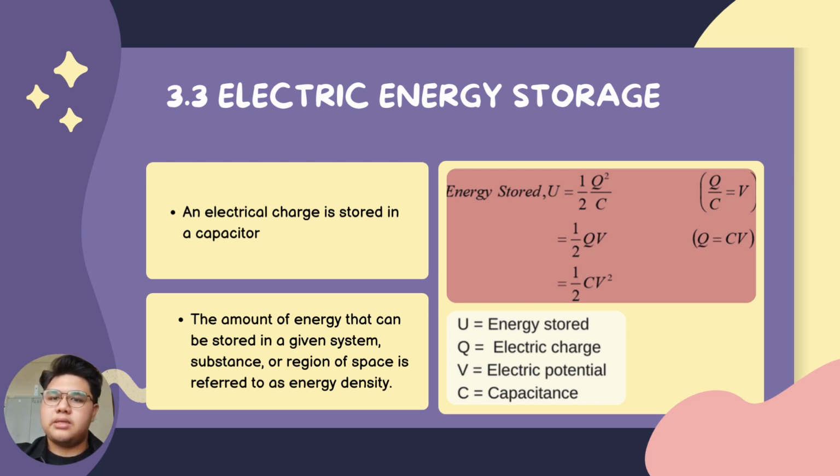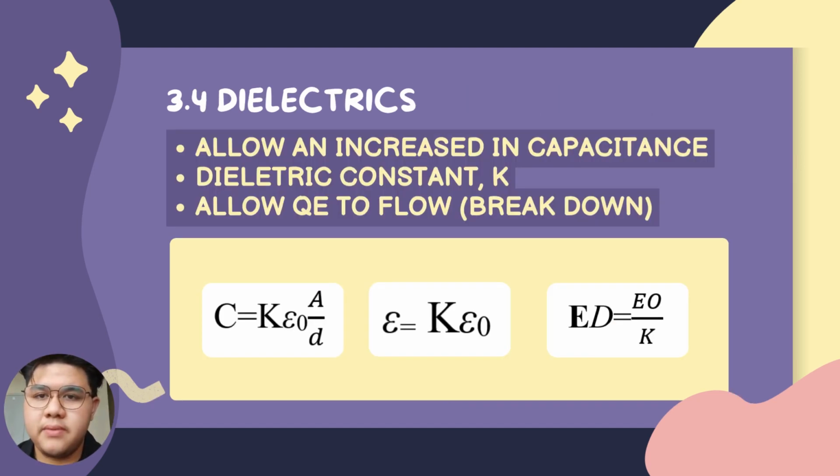And now I will explain about energy density. Energy density is the total amount of energy that can be stored in a given system, substance, or region of space. Dielectric. The dielectric constant is K. It allows an increase in capacitance and allows charge to flow or break down.